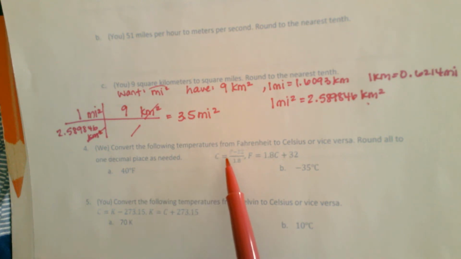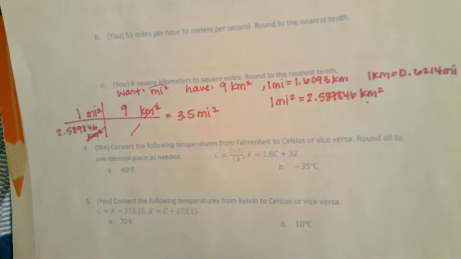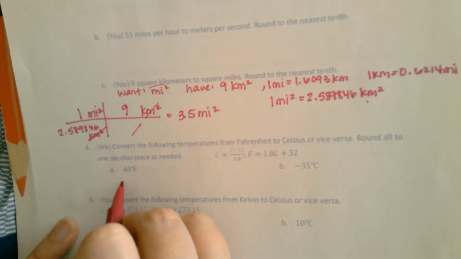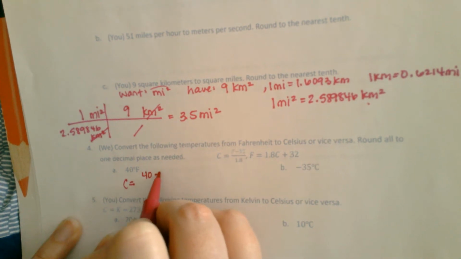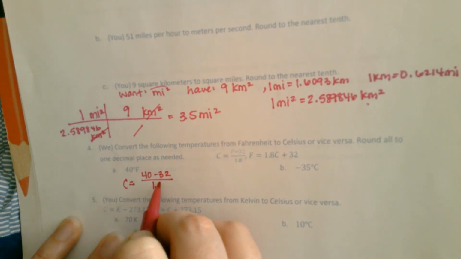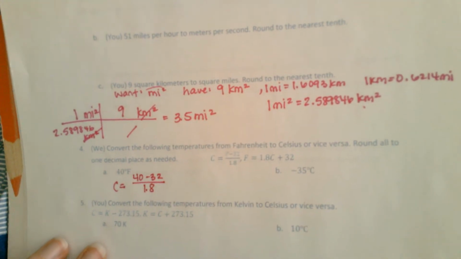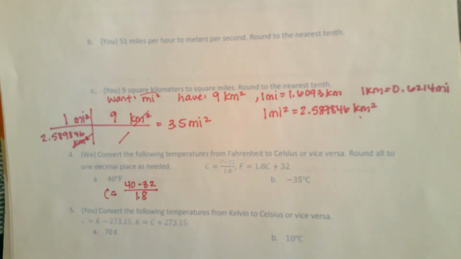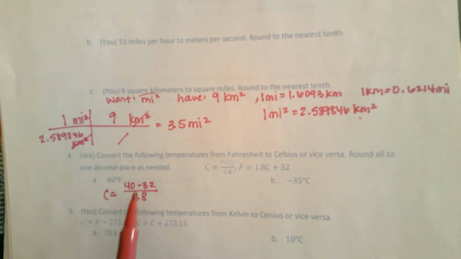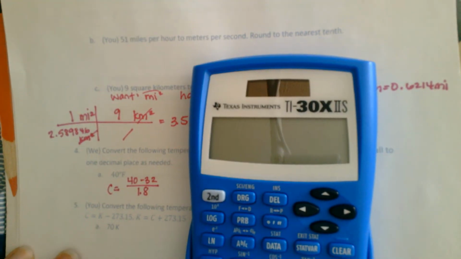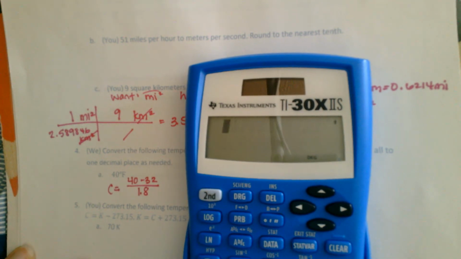So we want Celsius equals. We're going to use this one here. And instead of F, I'm going to put in a 40. So my C is going to be equal to 40 minus 32 divided by 1.8. Now I can try to simplify this by hand using order of operations, meaning we'd have to subtract the top and then divide. Or I can just put the entire thing in the calculator.